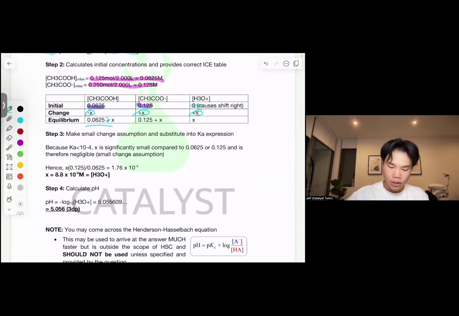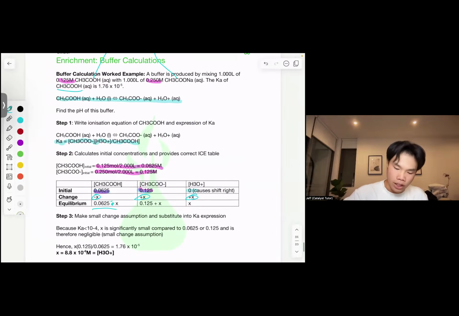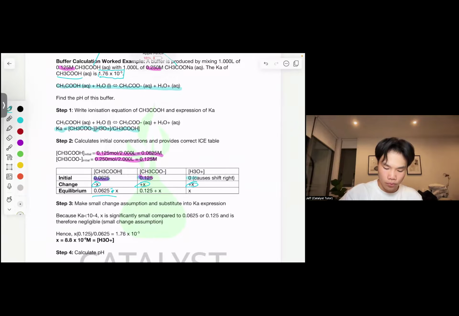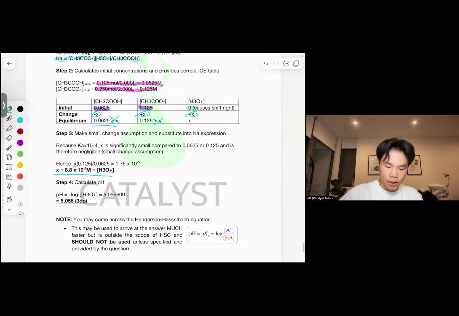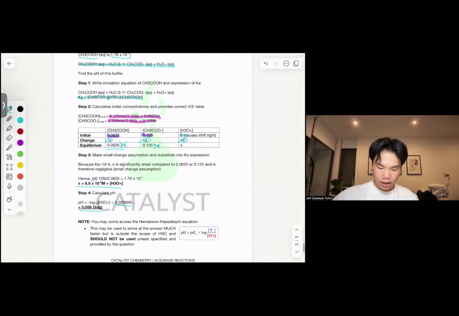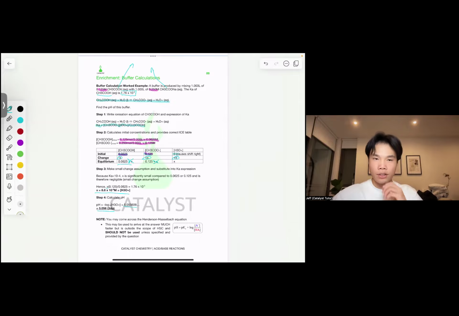Because you have, once again, a Ka that is significantly small, this is probably like borderline 1.76 times 10 to the negative 5. You can probably get away with it here, saying 10 to negative 4 is just negligible. You can get rid of the x's, which allows you to solve in terms of x, and you can find that x is equal to 8.8 times 10 to the negative 6, allowing you to calculate pH based on that concentration, which gives you 5.055609 or 5.056 to 3 decimal places as per the question stem. And that's pretty much as bad as your calculations should get.